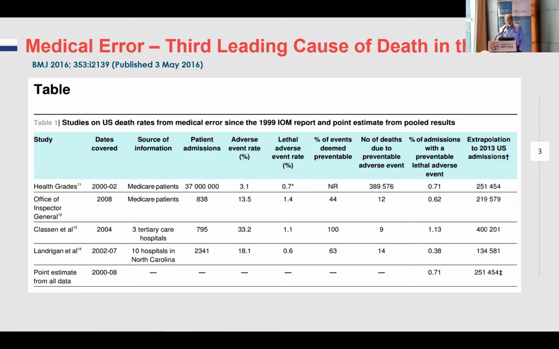A number of studies have shown that there are a huge number of people who are dying of preventable medical errors in the U.S. This is a table that shows multiple studies that have been done, and down the right-hand side you can see the estimate of the number of people who are dying from preventable medical errors. The lowest estimate is 134, and the highest estimate was 400 and something. And the authors of this article out of Johns Hopkins University estimated 251. But that's an amazing number when you think about it.